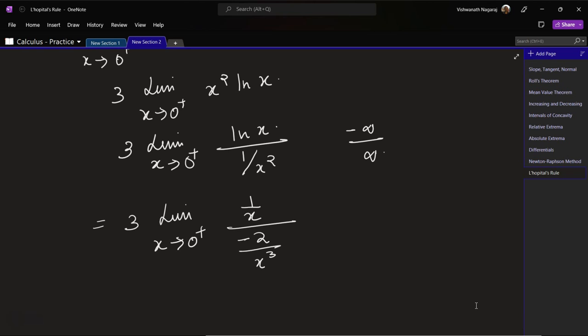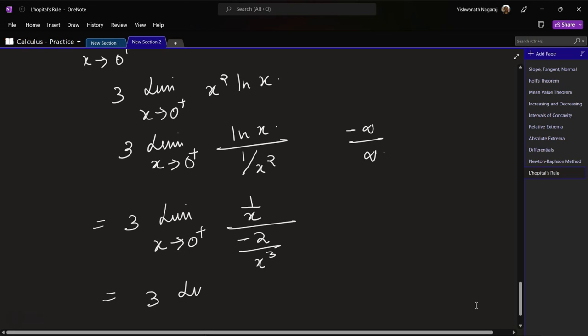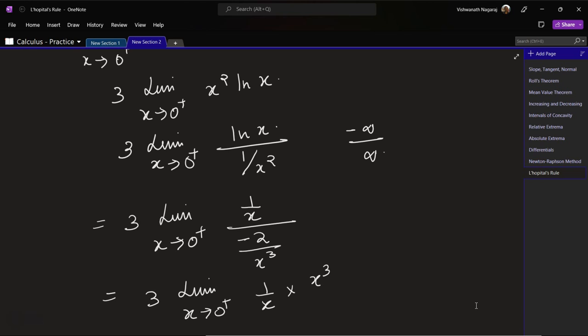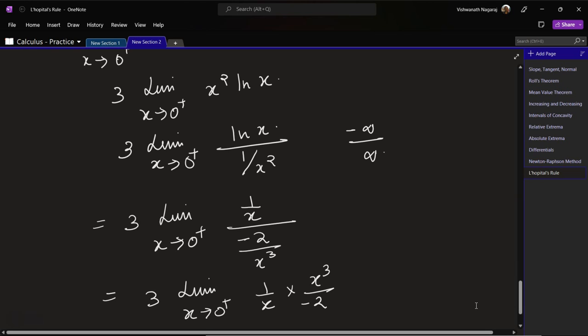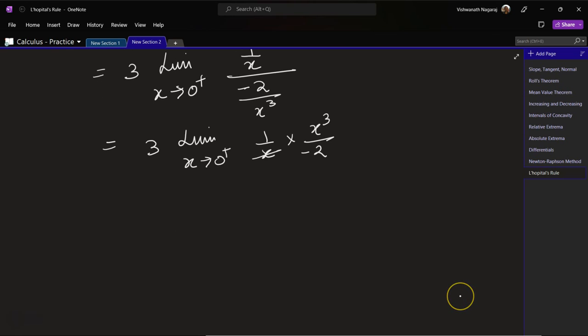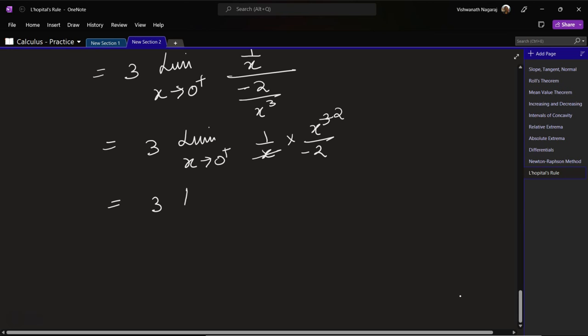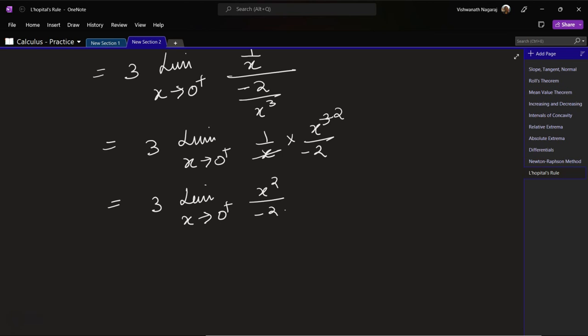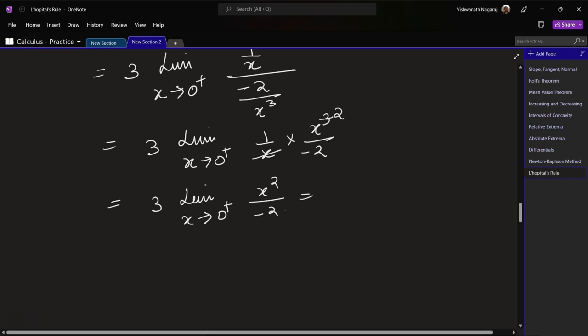And this I will rewrite it so that we don't make a mistake. 1 by x divided by minus 2 by x cube. So that means the reciprocal of that, x cube by minus 2. Now what happens? This x and one of the x's gets cancelled, and we end up with 3 limit as x approaches 0 from the positive side of x square by minus 2. Now if we do the direct substitution, what do we get? 0 by minus 2, which is 0.